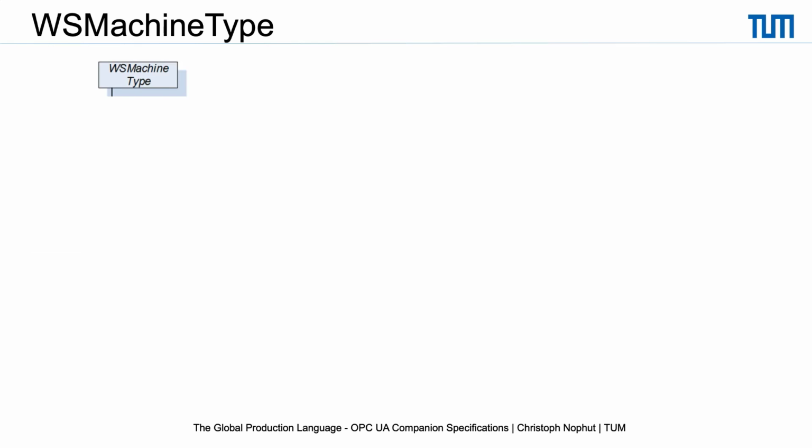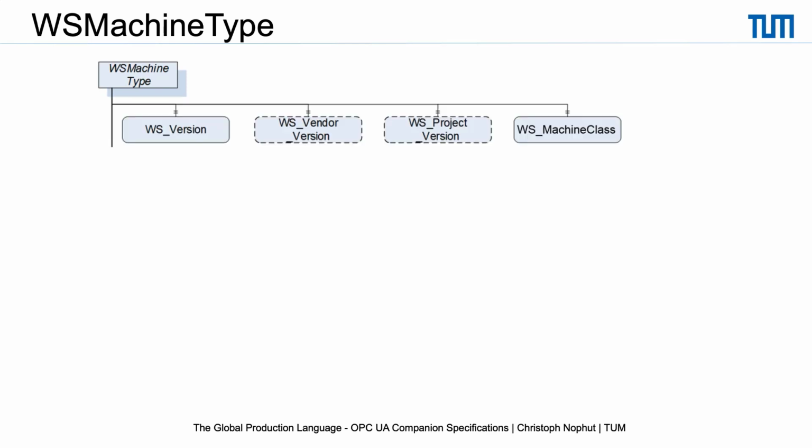The starting point for every Weihenstephan standard machine is the WS machine type. Such a machine describes which WS version is used. So this version includes the domain and the version number. On top of this, every vendor could define data points for his machine on his own. So it's possible to add a WS vendor version or a WS project version for a special product or project.